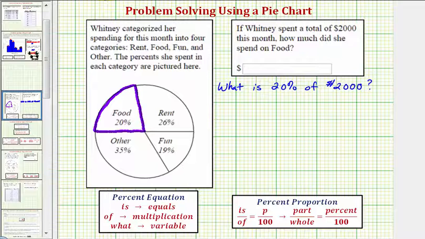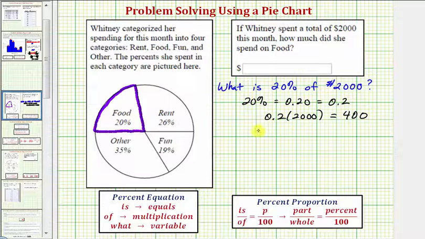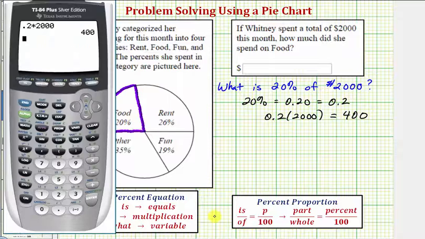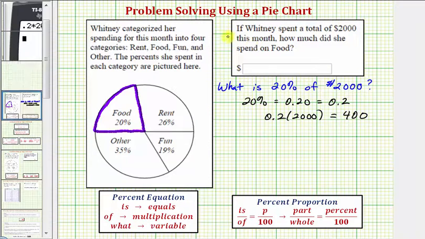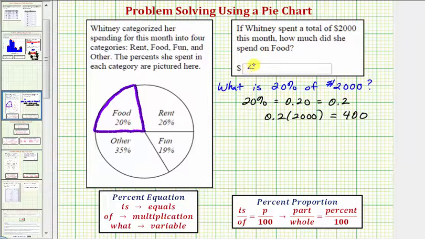So because 20% as a decimal would be 0.20 or just 0.2, to find 20% of 2,000, we would find the product of 0.2 and 2,000, which equals 400. Of course, we can check this on the calculator. 0.2 times 2,000 is 400, which means she spent $400 on food this month. Notice how the dollar sign is already here, so we just enter 400.